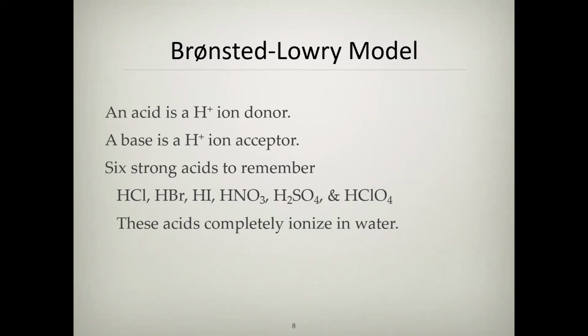And the reason we consider these to be strong acids is that these substances are going to completely ionize. So if we took a hydrochloric acid molecule, HCl, and placed it in water, we're going to see 100% of that dissociate into H+ and that negative chloride ion. And that's why we consider this to be strong. We're going to get 100% of that hydrogen ion.